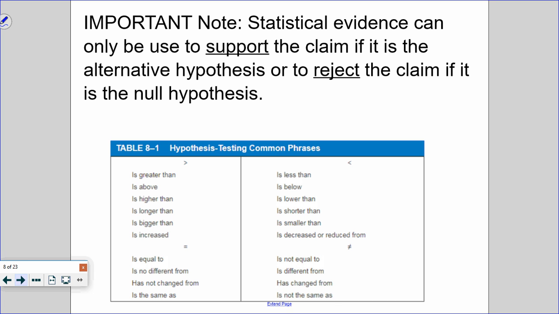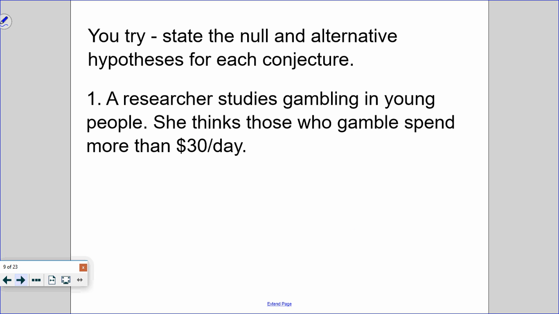And then there are some keywords for greater than, less than, not equal to. So you can see those in the book, or you can go back and look at those in the notes if you want to write them all down now. So higher than, above, longer than, bigger than, not equal to, different from, has changed from, all of these, okay? Do I have questions about this right now? I'll continue to say it a few more times today.